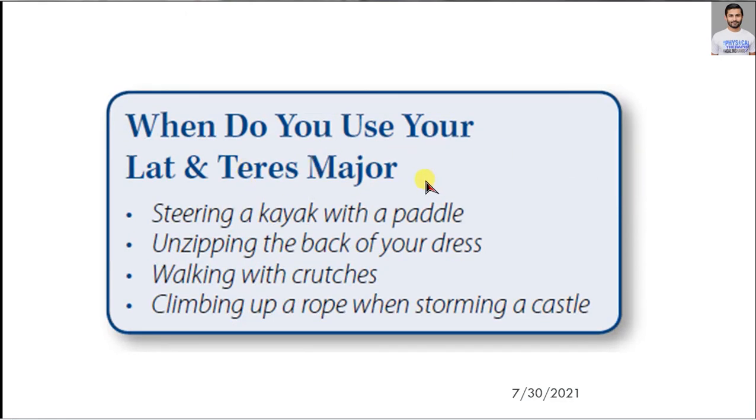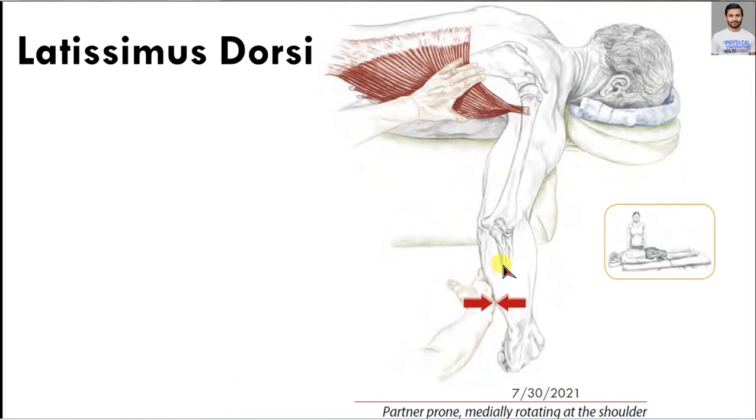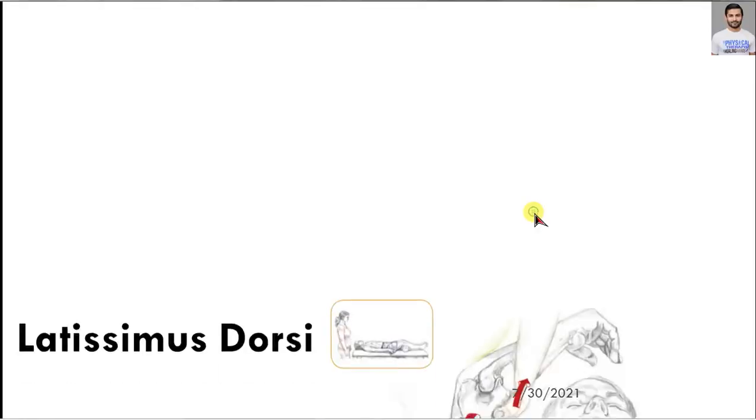You use your latissimus and teres major when steering a kayak with a paddle, unzipping the back of your dress, walking with crutches, and climbing up a rope, or storming a castle. This is the movement that you need to resist, and then you can find the latissimus dorsi and the teres major as well.